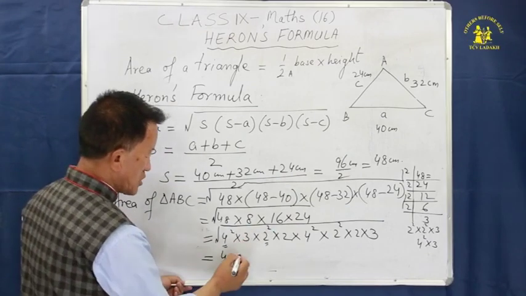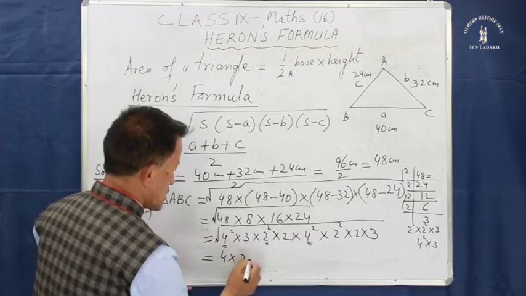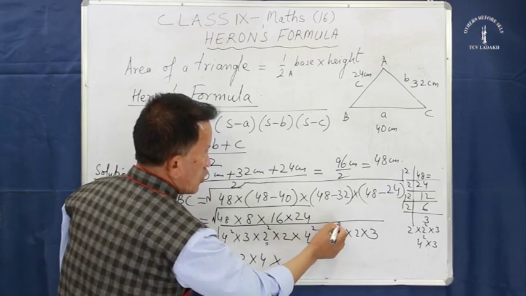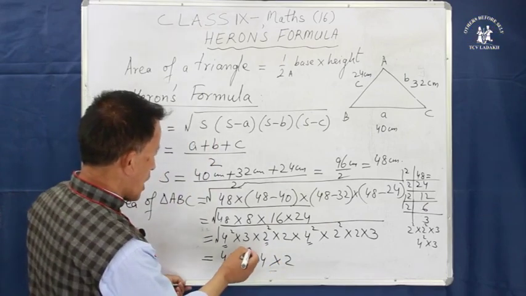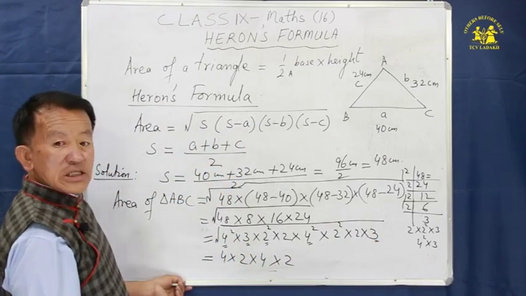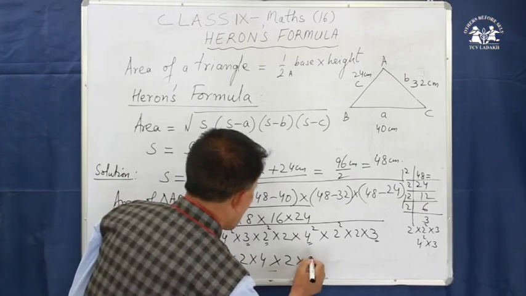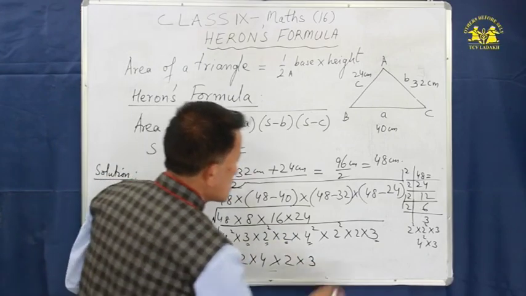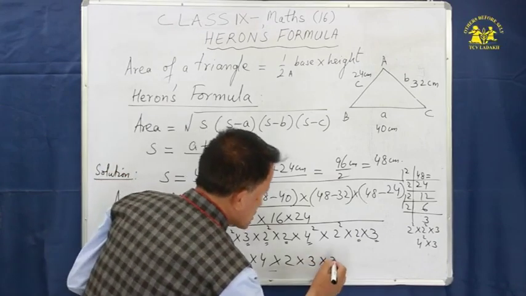Square root of 2 square is 2. 4 square, square root of 4 square is 4. Again, square root of 2 square is 2. And then what do you do? You combine 3 into 3, 3 square. So square root is 3. So what is left? Again, 2 into 2. It's 2 square. Square root is 2.